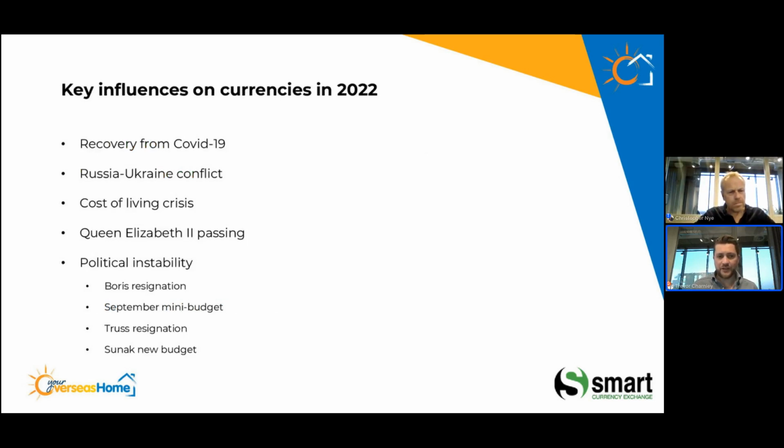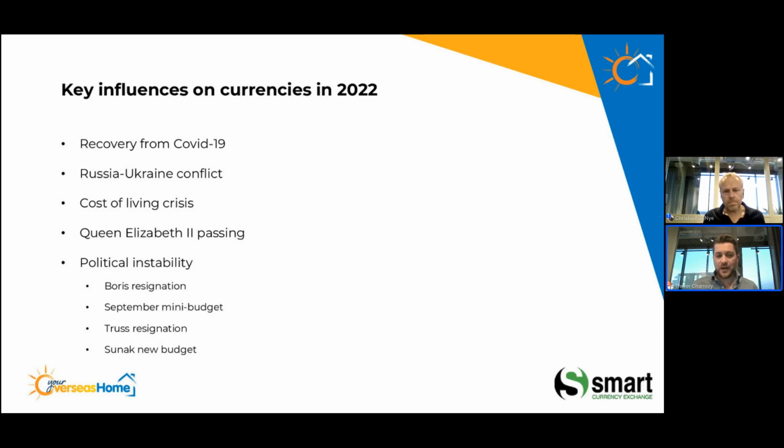Boris Johnson's resignation, the September mini budget, which was so poorly received by the market, Truss's subsequent resignation, and then subsequently Sunak's new budget with revised measures. Although the markets right now, and we're talking here not just about currency markets, we're talking about markets in general in terms of investment, they do seem to be far more buoyant in terms of supporting Sunak's revised plan.